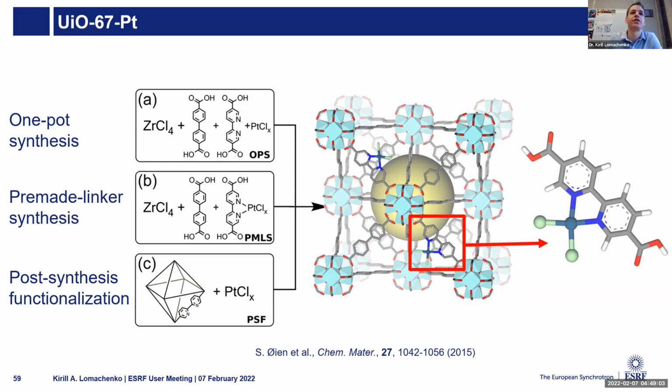These MOFs can be synthesized and functionalized in different ways. You can do one-pot synthesis, you can do post-synthesis functionalization, but the result should be the same in principle. And this is a MOF with 5 to 10% of linkers exchanged from biphenyl to bipyridine, functionalized with metal. In our case, it was platinum.